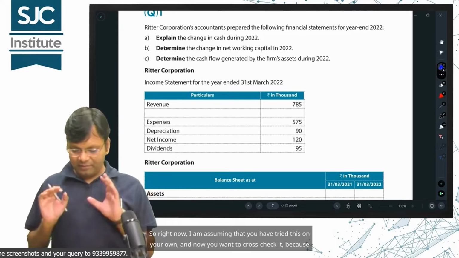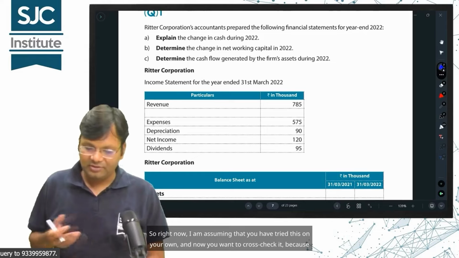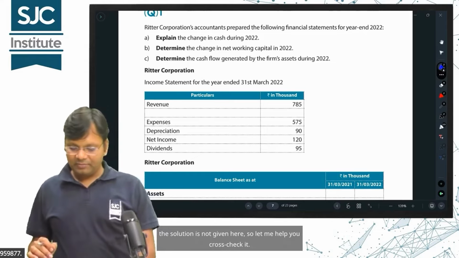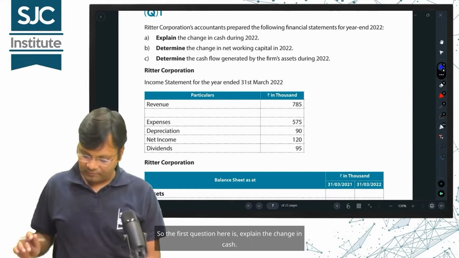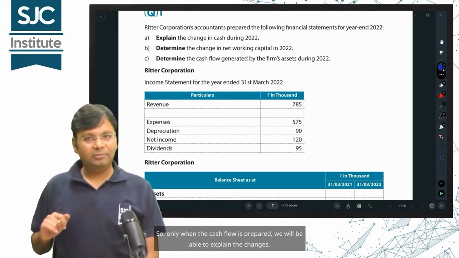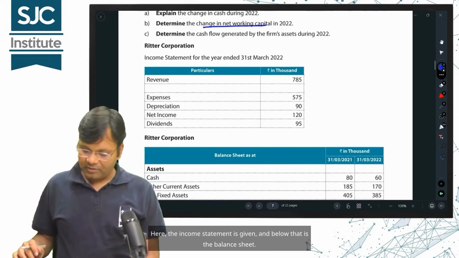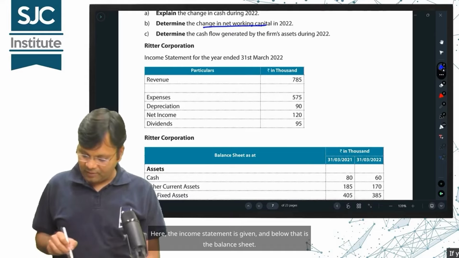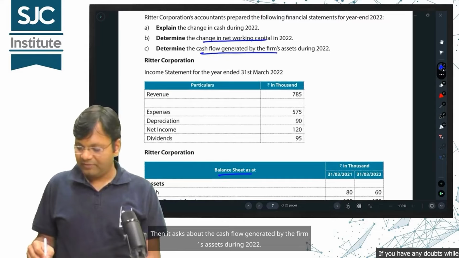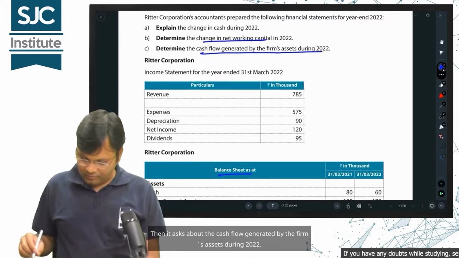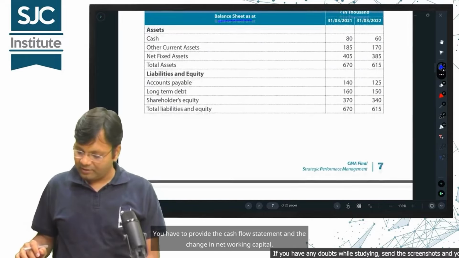So right now, I am assuming that you have tried this on your own and now you want to cross-check it. Because the solution is not given here, so let me help you cross-check it. So the first question here is, explain the change in cash. So, only when the cash flow is prepared, we will be able to explain the changes. Second is change in net working capital. Here, the income statement is given and below that is a balance sheet. Then it asks about the cash flow generated by the firm's assets during 2022. You have to provide the cash flow statement and the change in net working capital.